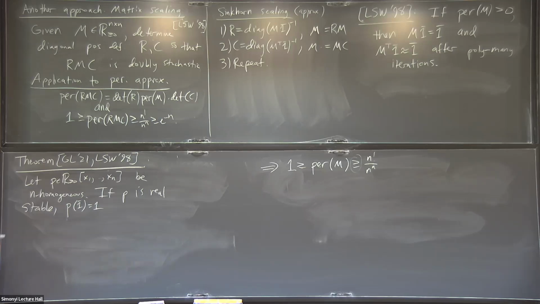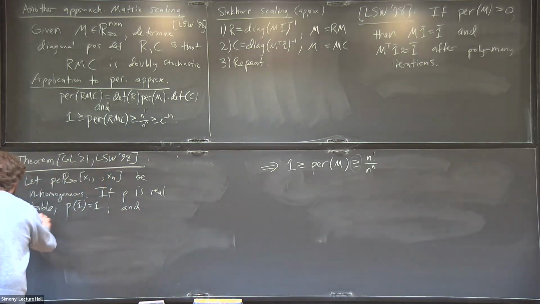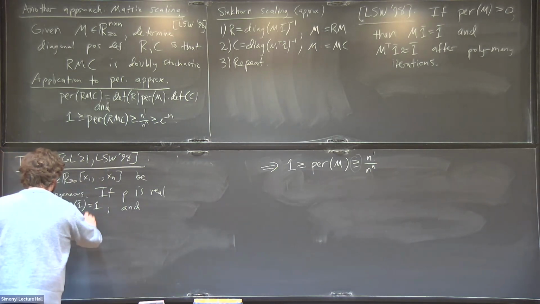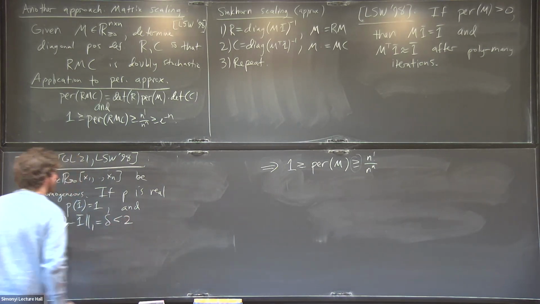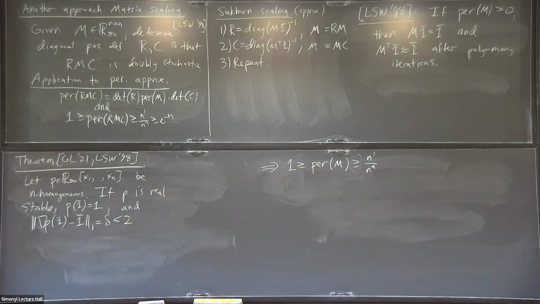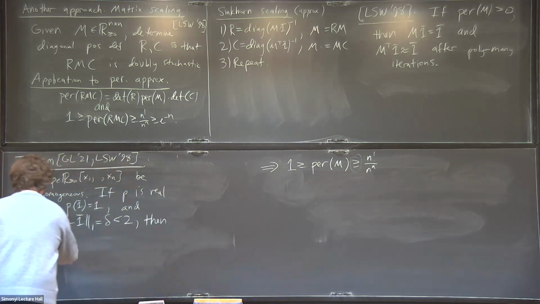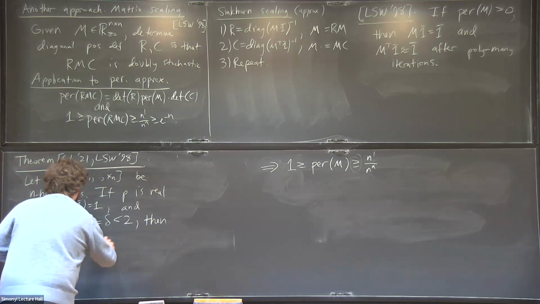The generalization of the column sums being close to all ones is that the gradient of this polynomial at all ones is close to all ones. So it has to be equal to some delta, which is bounded by 2. 2 is the best that you can do. If you have all this, then we have upper and lower bounds actually on this capacity part.